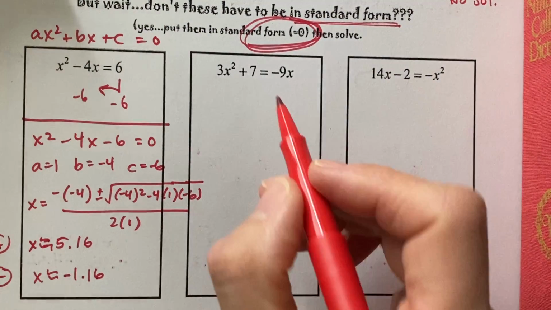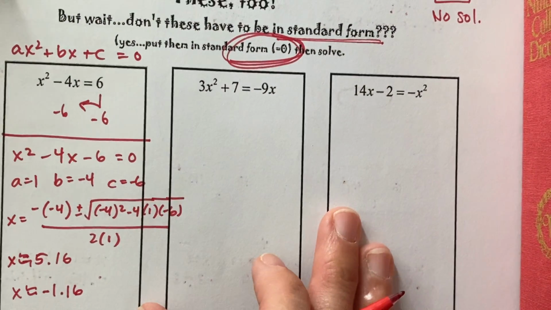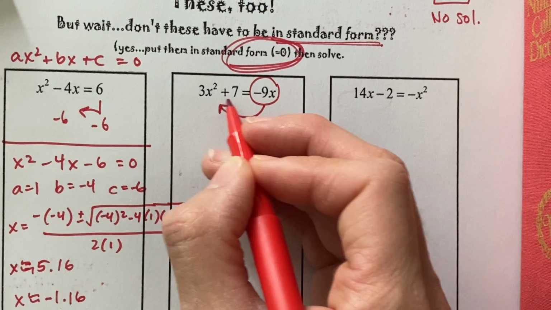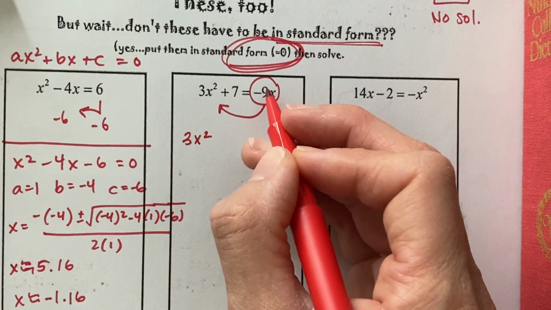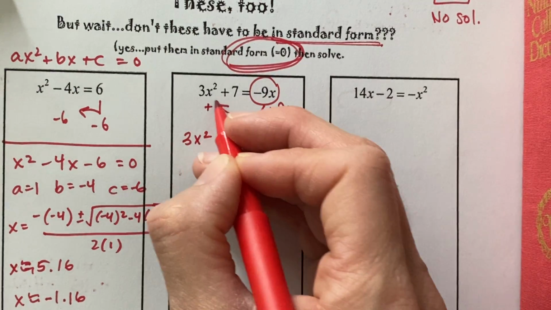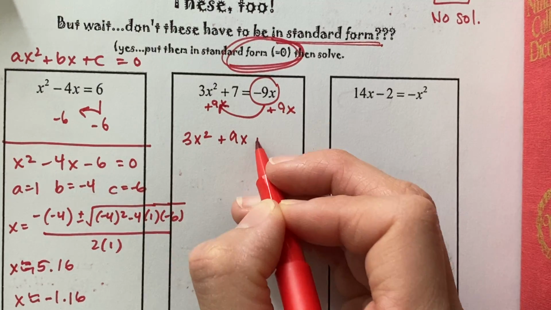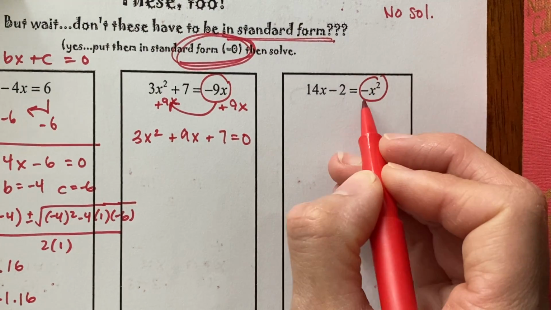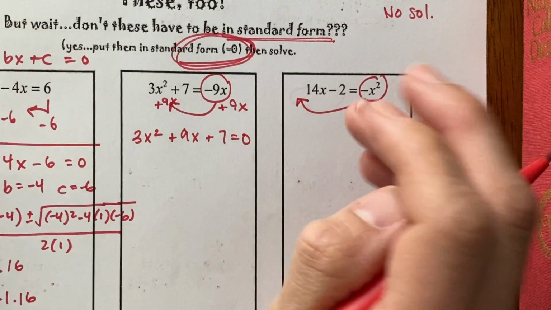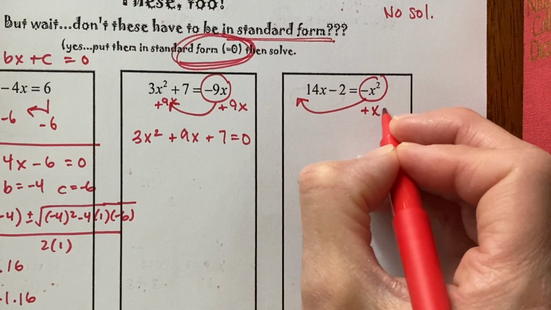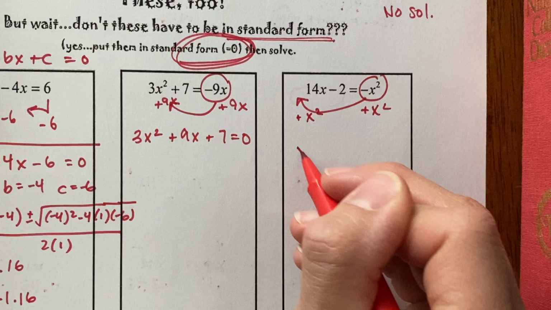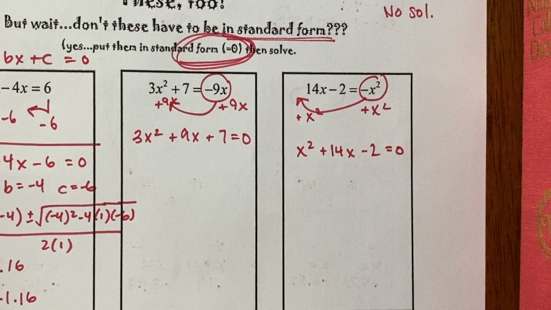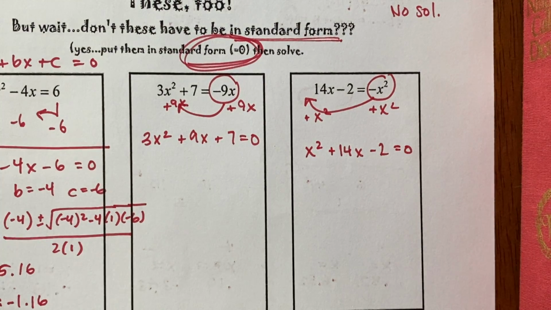All right, now on these, we're just gonna make sure they're in standard form, but I won't make you solve them right now. So in this, the 9x has to move over. Of course, it would go between these. So this would be 3x squared, minus 9x. We have to add it to both sides. So plus 9x plus 7 equals 0. And then over here, the x squared I should move. So it's minus x squared, so I'm going to add x squared. And it'll be x squared plus 14x minus 2 equals 0. All right, so we're done with that.